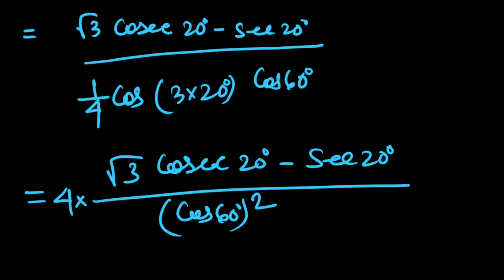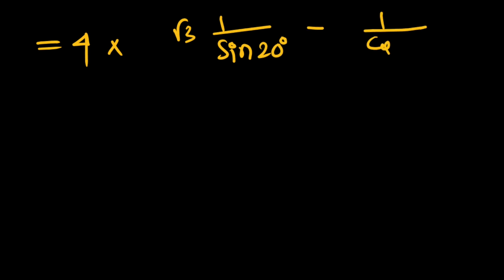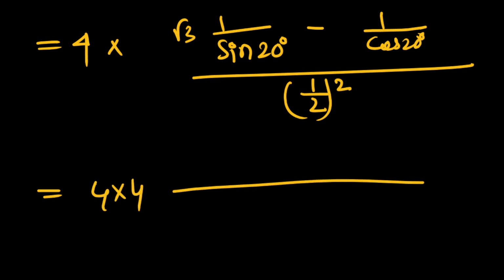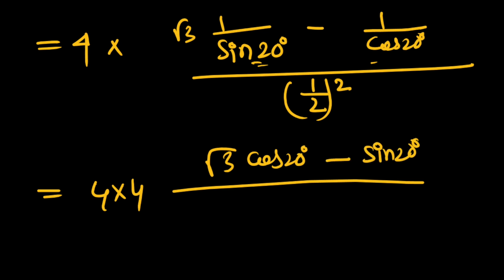Next we put in the cos 60 value. Now we break the numerator term, cosec and sec, into sine and cos. So we can write 4 times root 3 over sine 20 minus 1 over cos 20, over the cos 60 value. The cos 60 value is 1 over 2 whole squared. Therefore that is 4 times 4 multiplied by, taking the LCM here, root 3 cos 20 minus sine 20 over sine 20 cos 20.